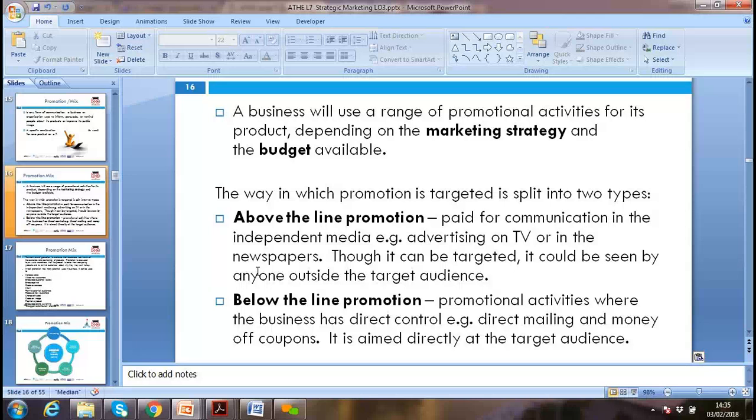Sir, the below the line promotion is target oriented. It has a specific target. Yes, you're absolutely right. We use the segment and we write to them: you are entitled to this sort of discount. Not everyone is entitled. So that's below the line, to the target audience.